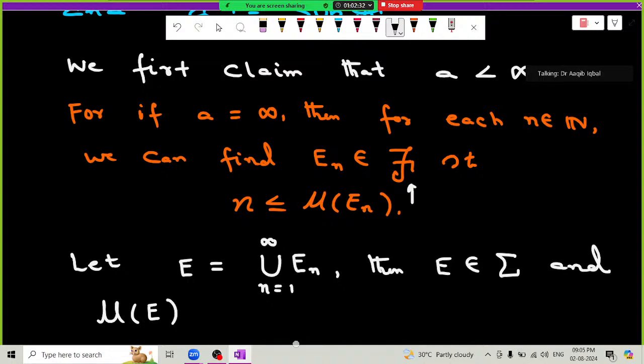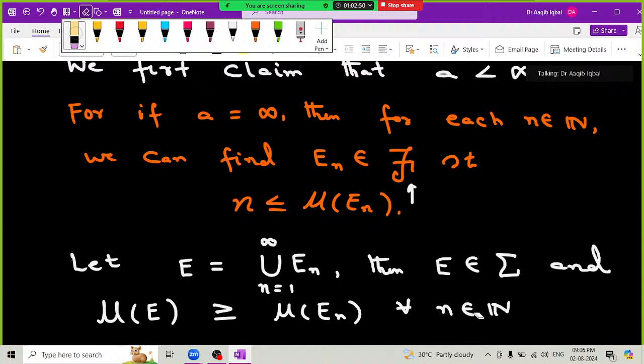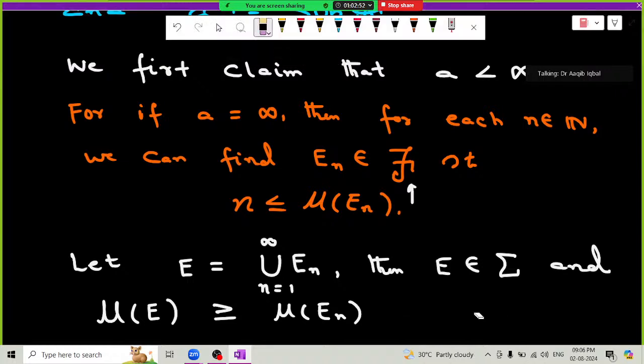मैं आपसे कह रहा हूँ this will be greater or equal to mu of En, and this will be true for all the n's in the set of natural numbers. आप मुझे बताएंगे क्यों. इनफैक्ट मैं यहाँ कुछ और भी अभी लिखना चाहूँगा. In the first place, mu of E will be greater or equal to mu of En, and mu of En जो है, we know that it is greater or equal to n, so mu of E will be greater or equal to n, and this will be true for every n in the set of natural numbers.